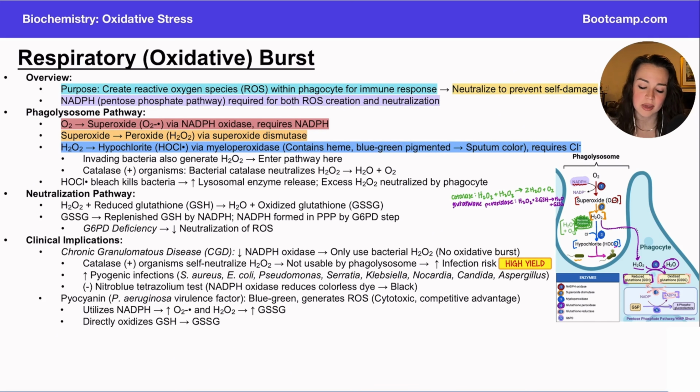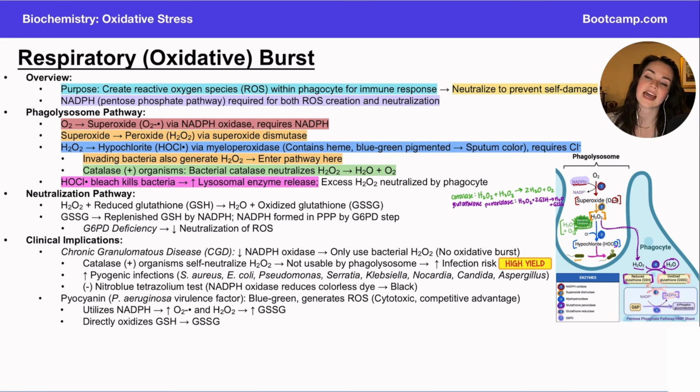And then some side points we made about peroxide: invading bacteria could generate peroxide by themselves, and it would just sort of enter the pathway here at this step, and the phagolysosome could take that peroxide and turn it against the bacteria. But those extra sturdy bacteria that have that enzyme catalase, we call those catalase positive organisms, had that bacterial catalase enzyme that could neutralize the peroxide into water and oxygen. So your body isn't able to turn their own peroxide against them. And then in that last step, the hypochlorite, which is basically bleach, is going to go and kill that bacteria, and it's going to promote the release of lysosomal enzymes.